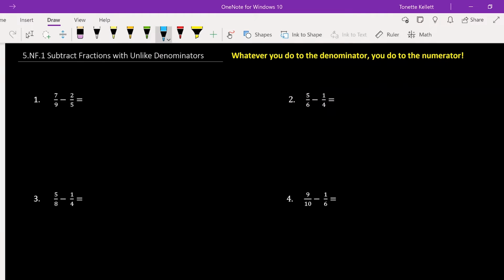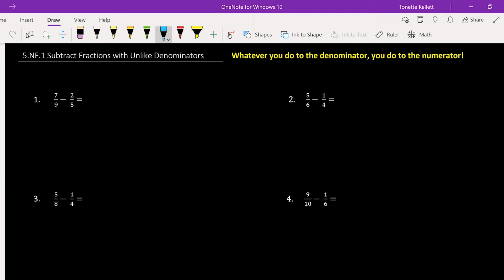This is 5.NF.1, subtract fractions with unlike denominators. The most important thing that you need to remember when you subtract or add fractions with unlike denominators is the key. Whatever you do to the denominator, you do to the numerator. We're going to be doing that with all of these fractions we're working with today. Let's take a look at number one.